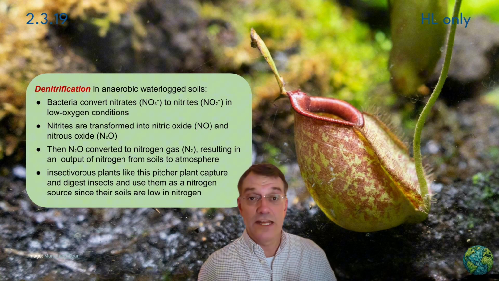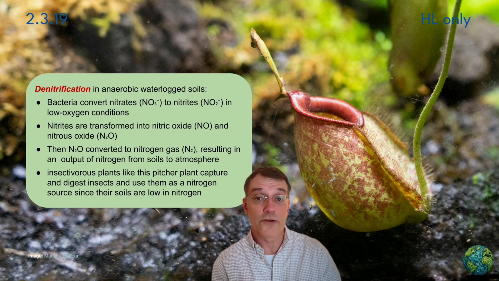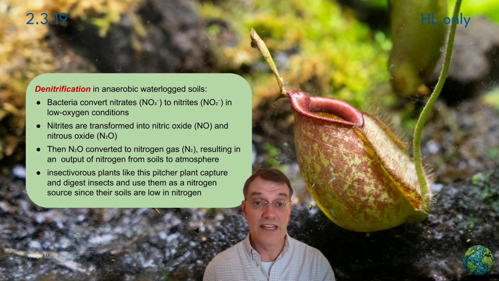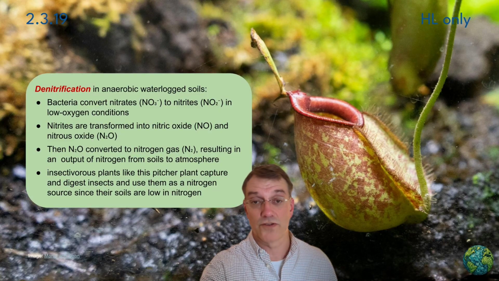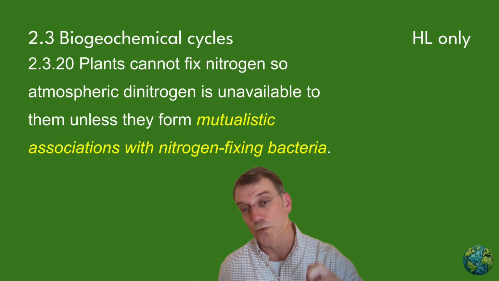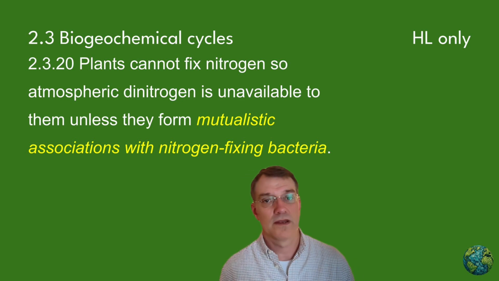the atmosphere. An interesting adaptation to these low nitrogen conditions can be seen in certain plants like pitcher plants and sundews, and those plants have evolved to capture insects as an alternative nitrogen source. Plants face a significant challenge. They can't directly use atmospheric nitrogen.